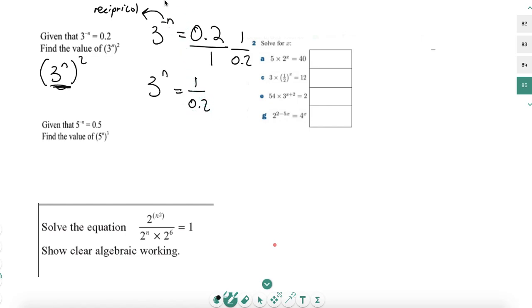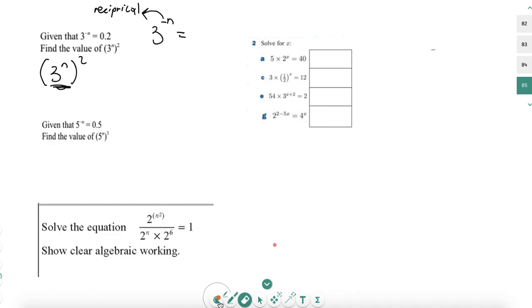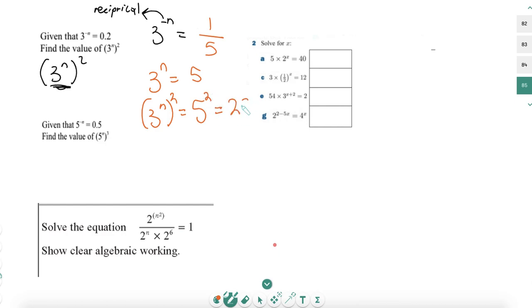That's kind of confusing. What we can do is, before I start the question, I'll turn 0.2 into a fraction. 0.2 is basically 2/10, which is also 1/5. Now, if I find the reciprocal of that, it'll be 3 to the power of n. We'll flip that. 1 over 5 will turn into 5 over 1, which is just 5. Now, if I know 3 to the power of n is 5, now all I have to do is square that. So all I have to do is 5 squared, and 5 squared is 25.